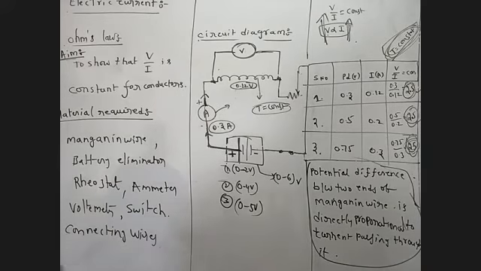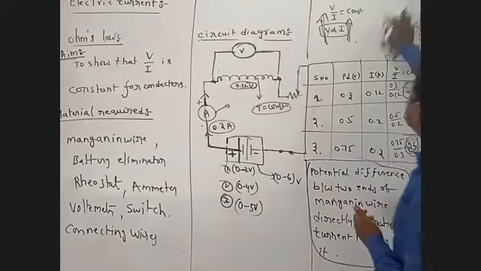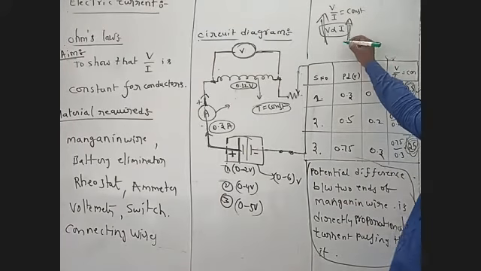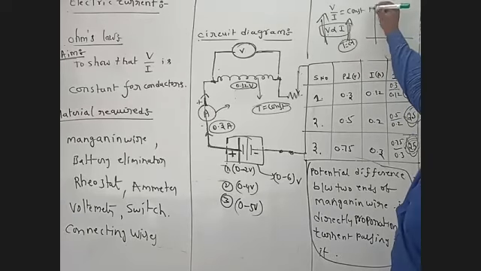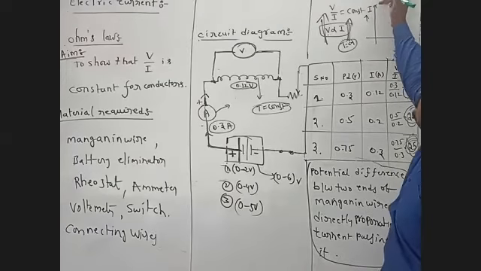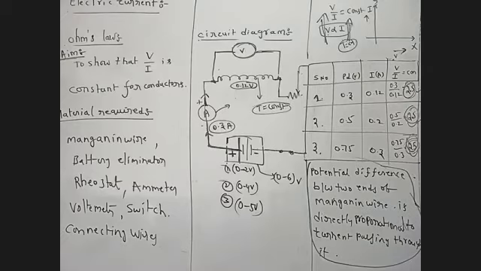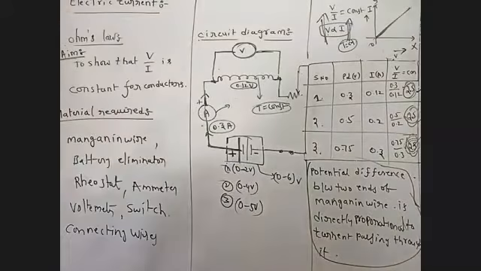So we have to draw the graph. The current I is along the y-axis and the voltage is along the x-axis. You see the 2.5 constant. This is the graph: a straight line passing through the origin.